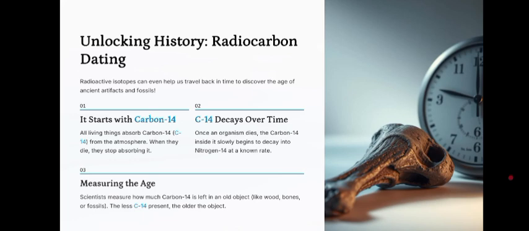Listen carefully. Scientists measure how much carbon 14 is left in an object like wood, bones, or fossils. The less carbon 14 present, the older the object is.